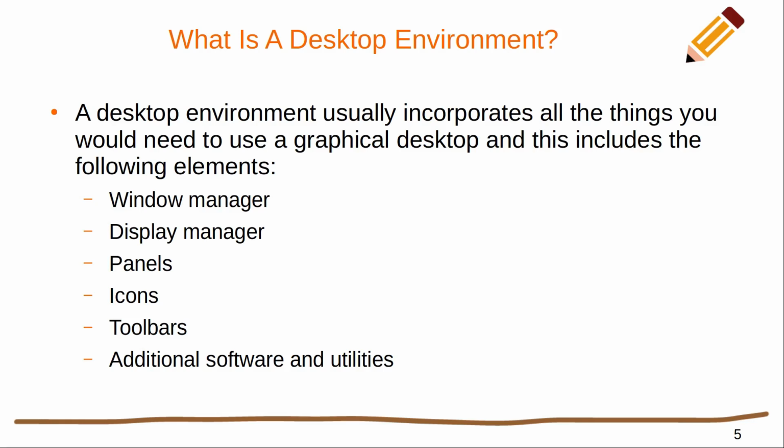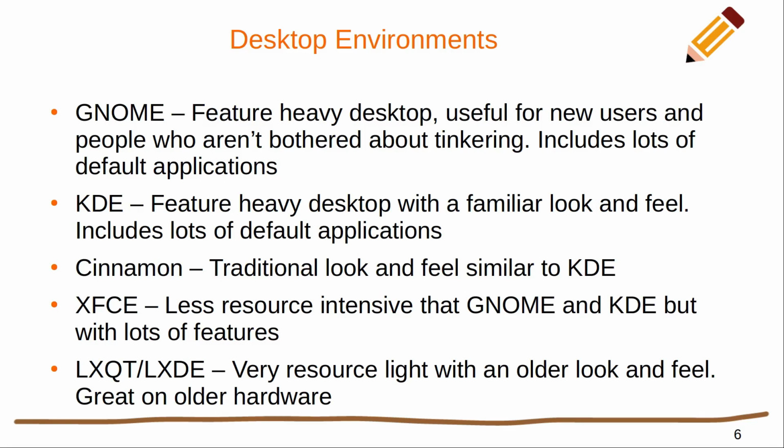What a desktop environment does is it bundles a load of things together. So you'll have a window manager, display manager, panels, icons, toolbars, and a set of additional utilities. And generally they've done it in such a way that the look and feel is familiar. Examples of desktop environments are GNOME, which is a feature-heavy desktop. It's good for modern machines. It's good for people who want a specific workflow. They don't particularly care about tinkering with making things look the way they want them to look. They're quite happy if this button's here, then you have to click this button.